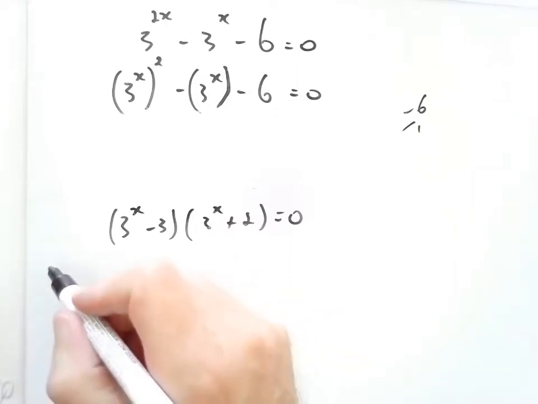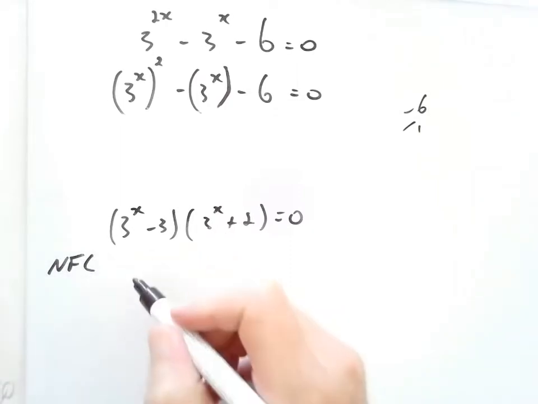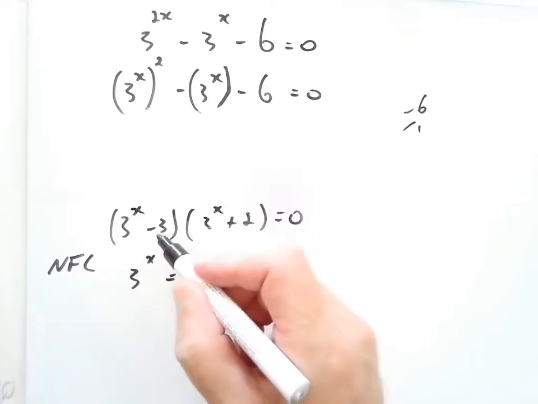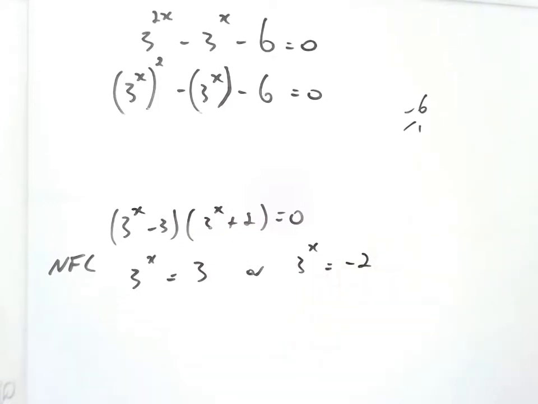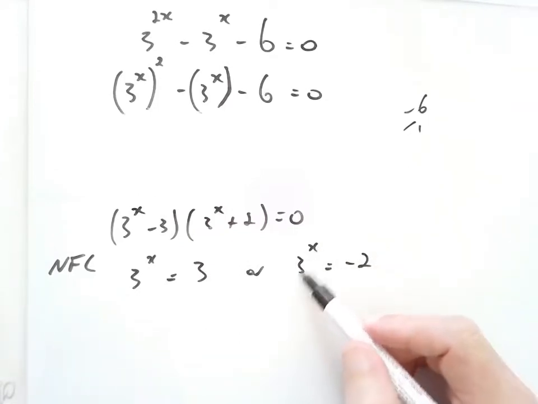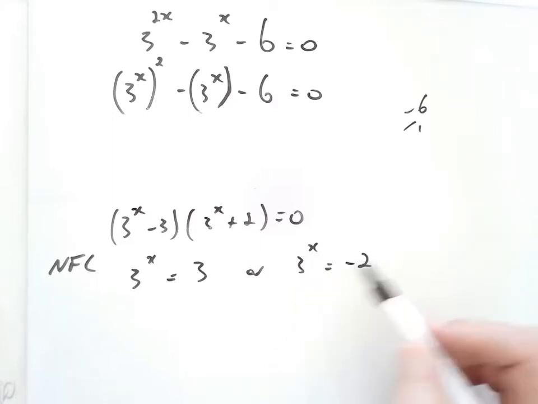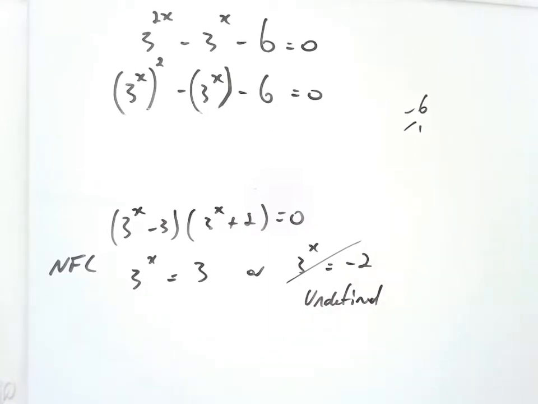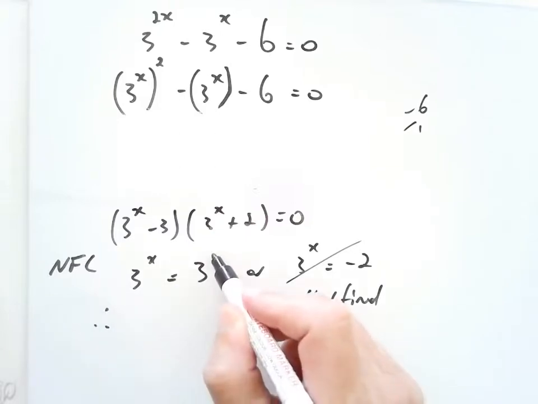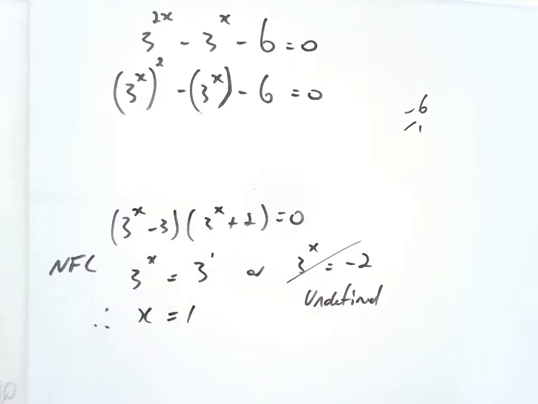And when you get here, you're going to apply your null factor law to get 3 to the x will equal 3, or 3 to the x will equal minus 2. I can't think of an x here to get a negative number, so that is an undefined answer. There's no such power of 3 that will give me a negative as an answer. And here, straight as indicial equations, I'm just going to go therefore, I can put a 1 there, x equals 1. So x equals 1 is our only answer.